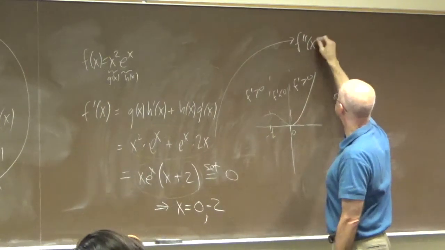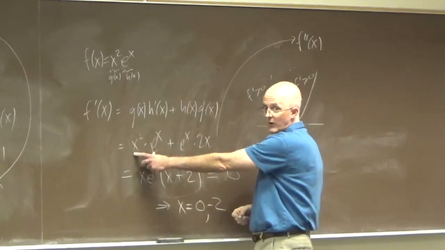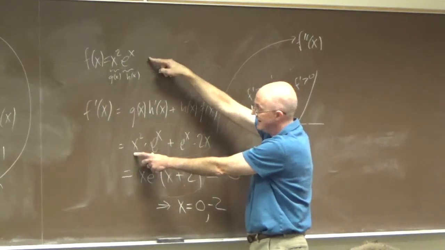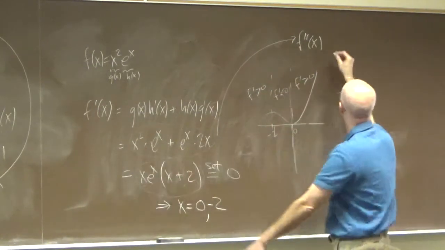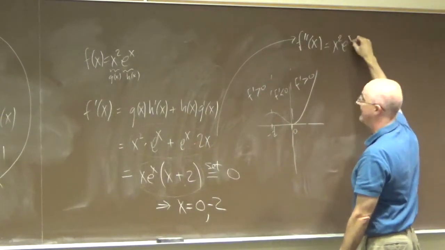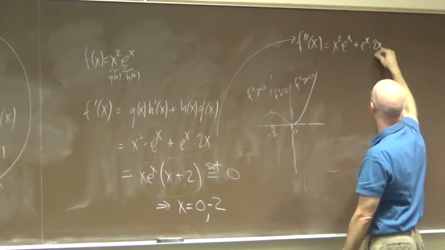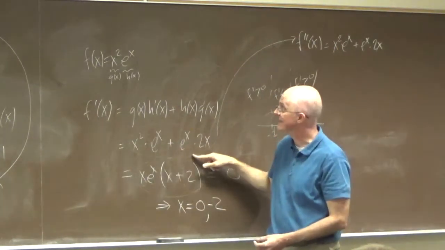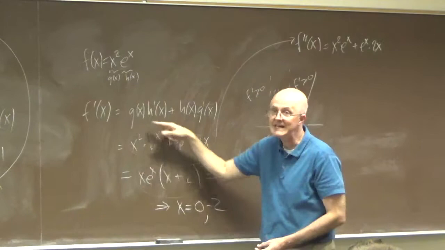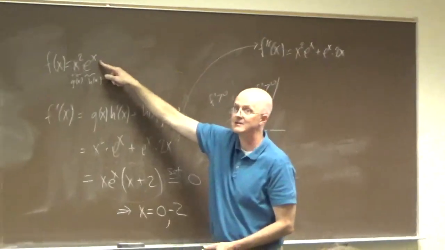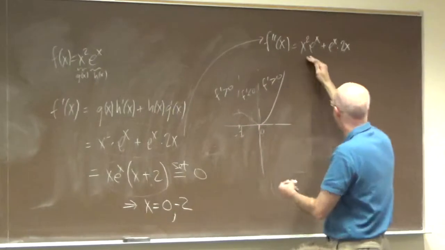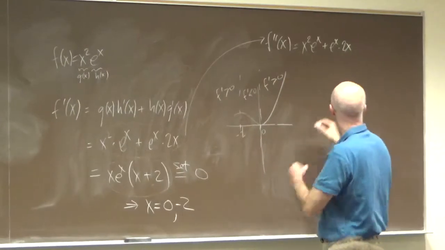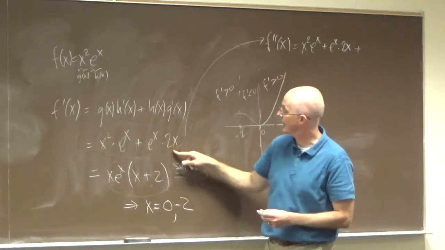f double prime of x: first take the derivative of this with the product rule. Hey, that's the exact same function as what we started with. Its derivative will be this whole thing. Cool. You follow me? I want to take the derivative of this sum to get the second derivative of the original function. But this piece of the sum is the original function, so the derivative of this piece is going to be the same as what I have here. But I'm not done. I also need to differentiate this. I need the product rule for that as well.